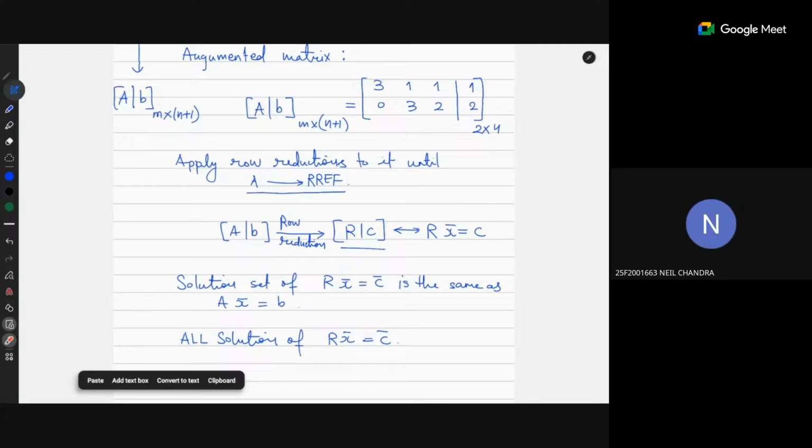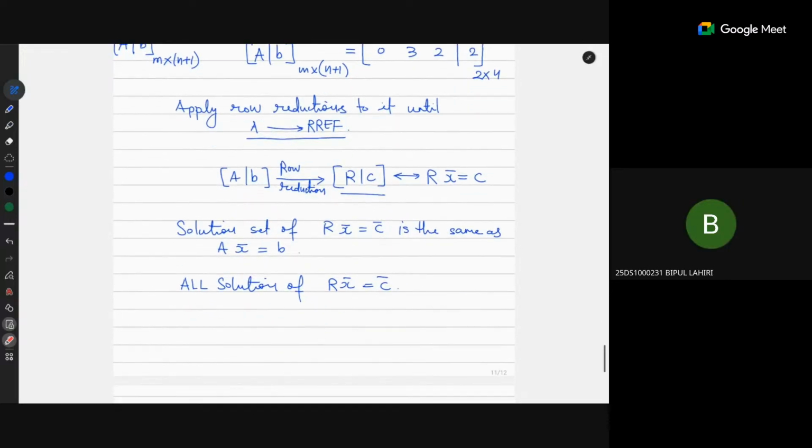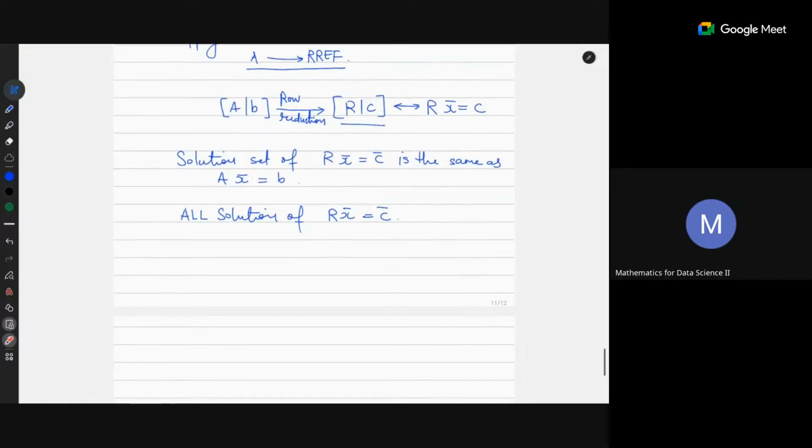Sir, but the question is how to find the solution of Rx equal to C. I will come to that. We have already seen it is direct once you have the RREF form. You can just write down the dependent variables in terms of the independent variables. We saw that in an example. After writing that, that is your solution set.